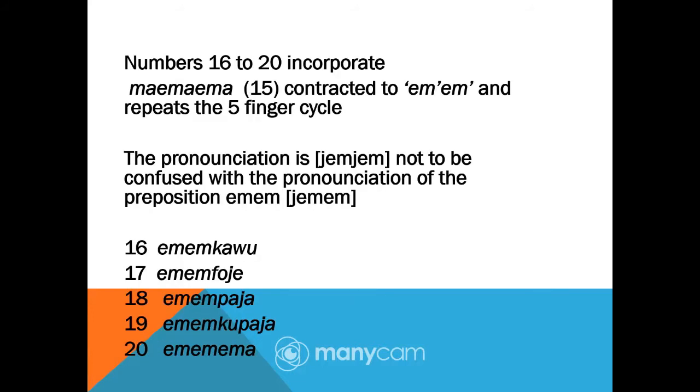Numbers 16 to 20 incorporate mayama yama contracted to yem yem and repeats of the 5-finger cycle. So in this case, when you see it written there as em, it's pronounced yem yem. It's not to be confused with the Latropethian word yemem, which amongst other things is a preposition meaning on top of or above. So, yem yem kawu, yem yem foye, yem yem paya, yem yem kupaya, yem yem yama. 16, 17, 18, 19, 20.